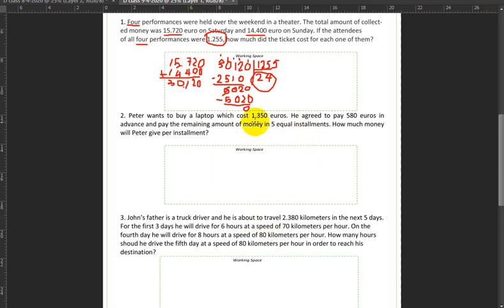So, out of the 1,350 euros, he paid 580 immediately. That's what it means that he paid in advance. And it's the rest of the money that he agreed to pay in 5 equal installments. So first we need to find what's left over for him to pay. So we need to do the subtraction 1,350 minus 580.